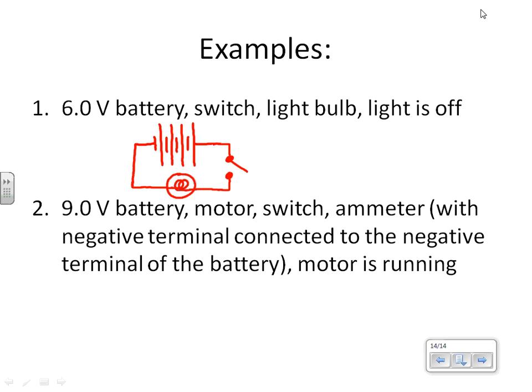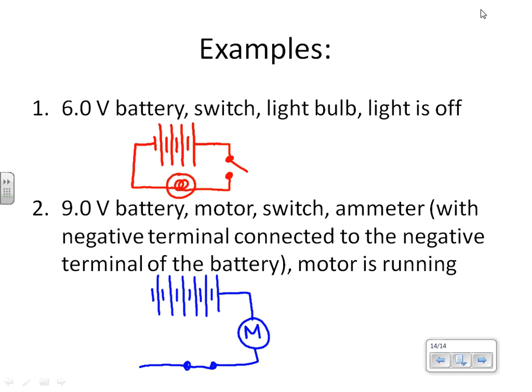All right, let's try this one. A 9-volt battery, a motor, a switch, an ammeter, with a negative terminal connected to the negative terminal of the battery, and the motor is running, so that means the circuit has to be connected. Do this one in blue. So a 9-volt battery looks like that. We need a motor, so I'll put the motor over here. We need a switch. I'm going to put the switch on. And we need an ammeter where the negative terminal is connected to the negative terminal of the battery.